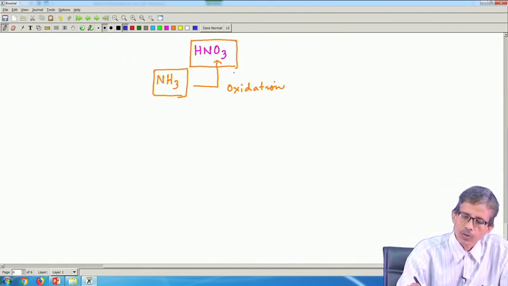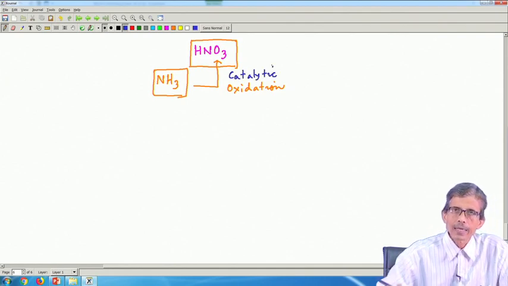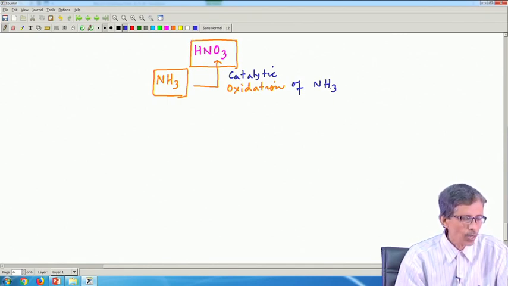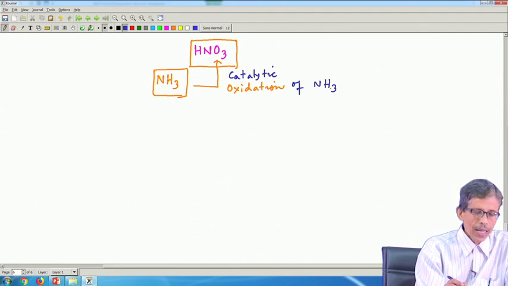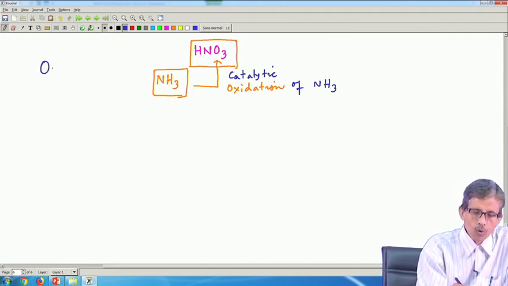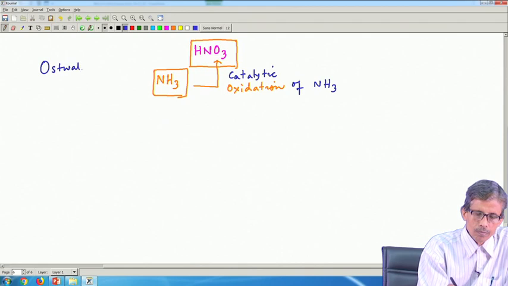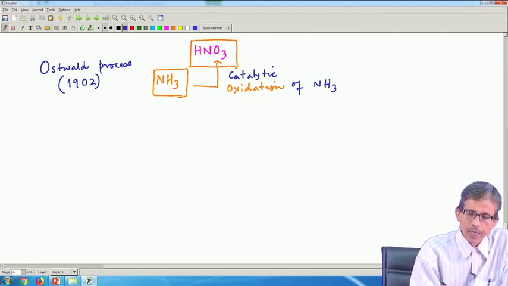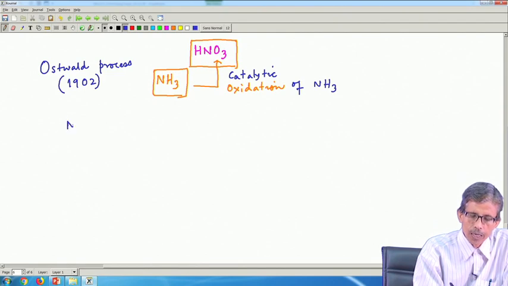So, this oxidation can again be a catalytic oxidation. So, catalytic oxidation of ammonia will give rise to the production of your nitric acid, and this is our typical well known Ostwald process, which was discovered a long time back, during 1902. So, this particular Ostwald process will be dependent on the availability of ammonia.